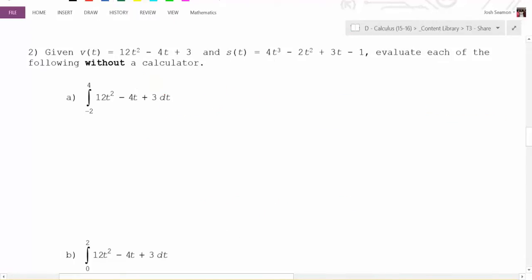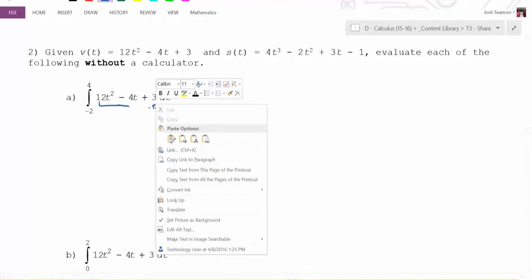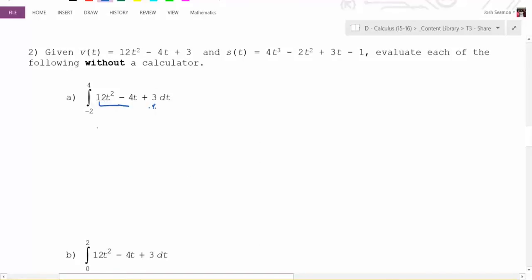Take a look at the derivative. It's 12t cubed over 3, plus 4t squared, minus 4t squared over 2... plus 3t. Yeah, 3t. So what does that turn into? That's just 4t cubed minus 2t squared plus 3t.